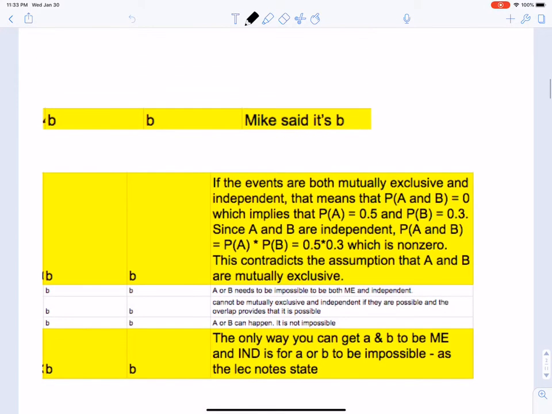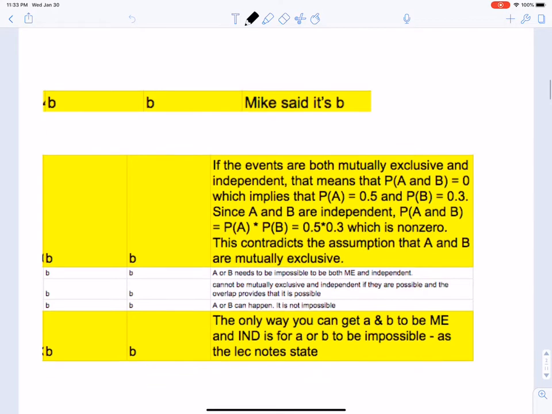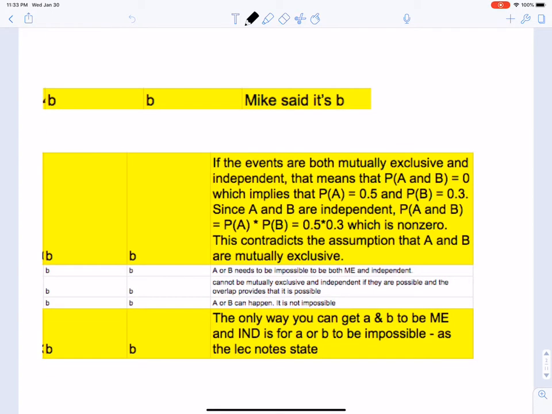But some other explanations here are great. You can say that since A and B are independent, probability of A and B is probability of A times probability of B, which is not 0, and this contradicts the assumption that A and B are mutually exclusive. Or you can say, if you remember from class, that you can only get A and B to be mutually exclusive and independent when A or B are impossible.